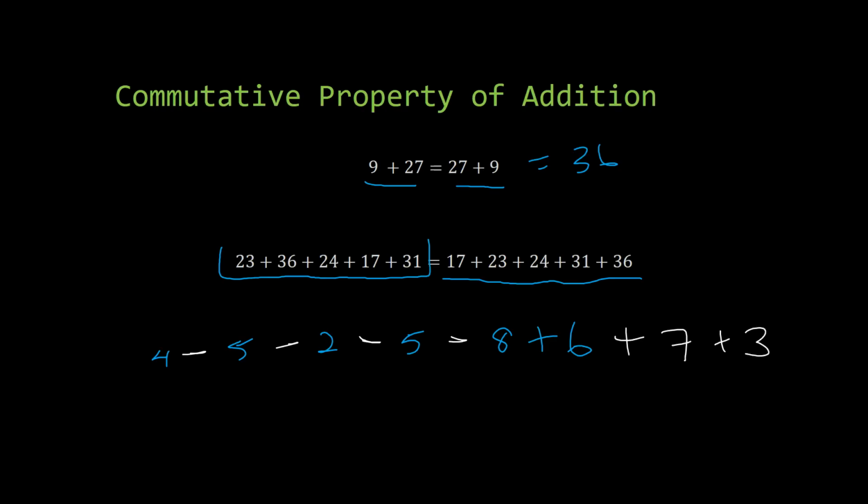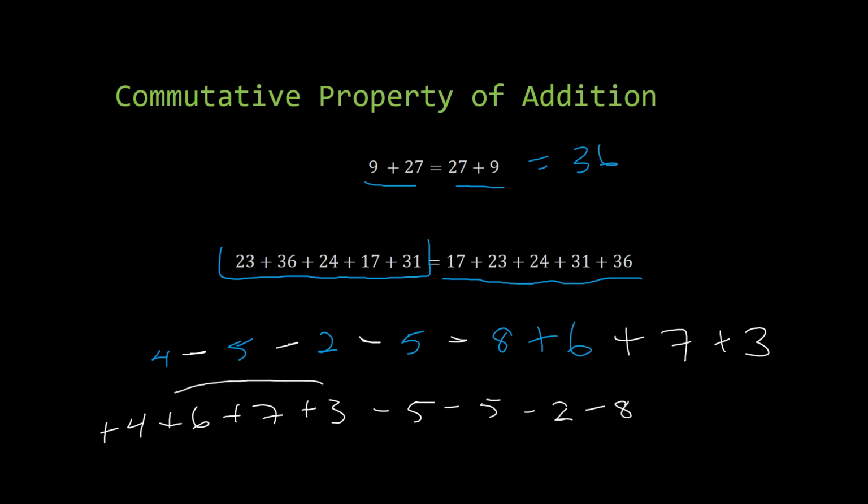We can take all the minuses and just group them together. We can take the positive, which is understood in front of the 4, so we can see the plus 4 comes right here, the plus 6, then we have the plus 7, then the plus 3, then we could put the minus 5, minus 2, minus 8.